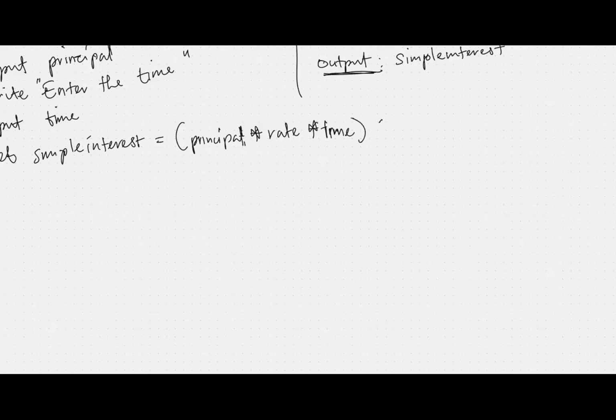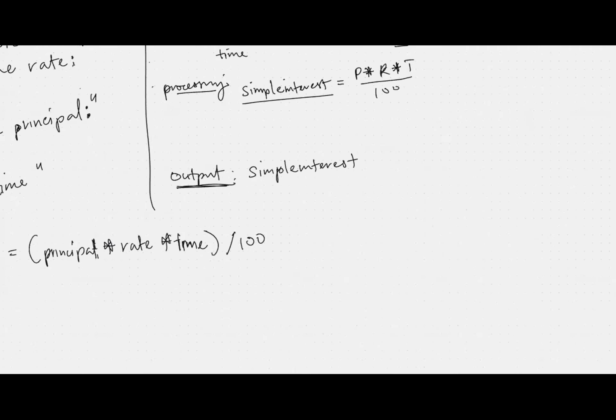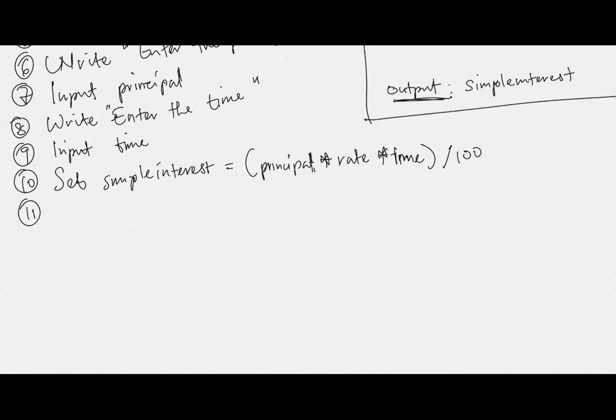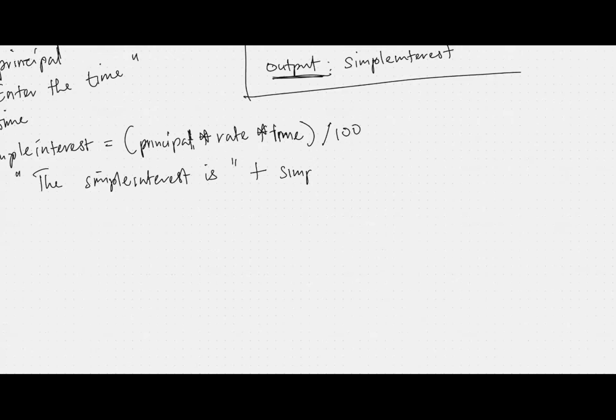Okay. Then number 11, what do you do from there? What do you go next? Output. Yeah, so we are going to output the simple interest. So output means you are going to write to the screen the simple interest is, then you can concatenate it with what? Simple interest. Okay. So congratulations. You are almost at the end.